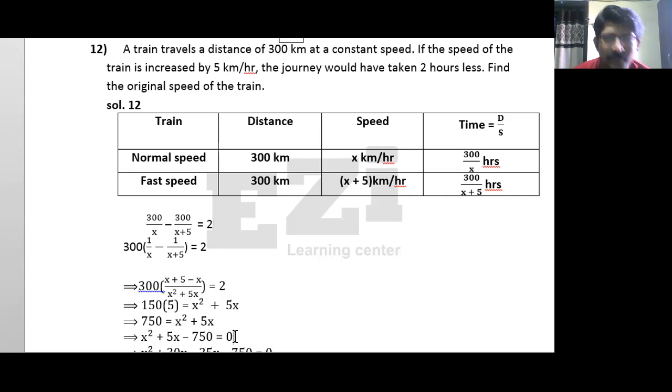I hope you finished writing till here. Am I going really fast? Not at all. Thank you. Show thumbs up. Yes. Yes. Okay, I hope you understood till this quadratic equation.